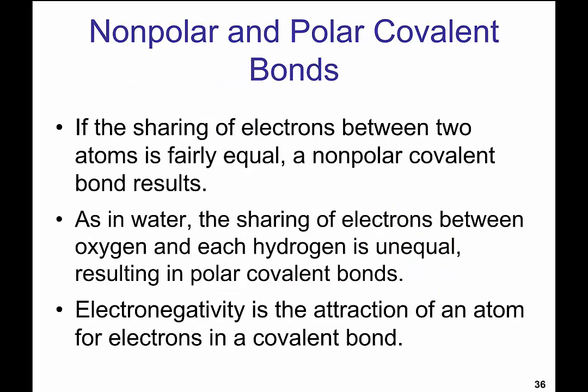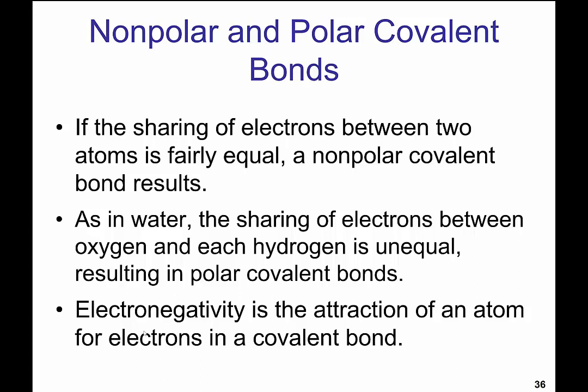With covalent bonds, they can be nonpolar or polar. And so if the sharing of electrons between 2 atoms is fairly equal, you have a nonpolar covalent bond. If we're thinking of the term polar, like a polar political candidate or a polarizing issue, you're putting things either or, right? So with a polar bond, you have electrons that spend more time around one atom than another. So our good example of a polar covalent bond is with water, because we have an unequal sharing of electrons.